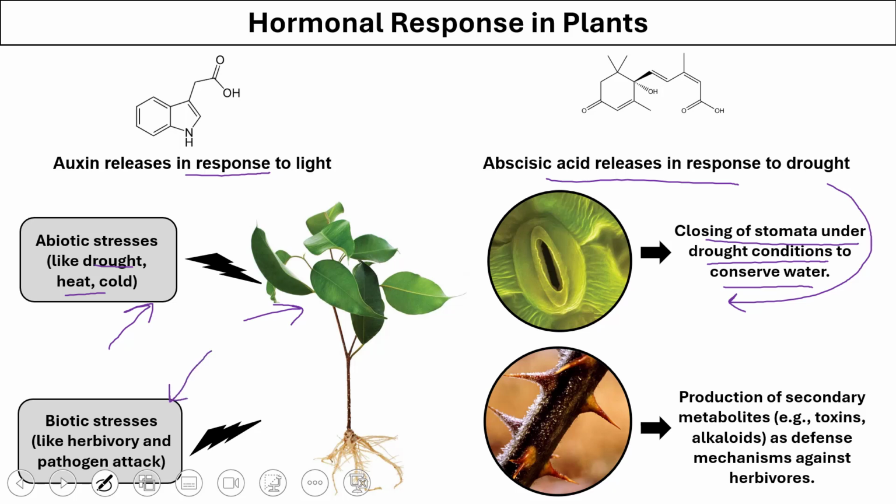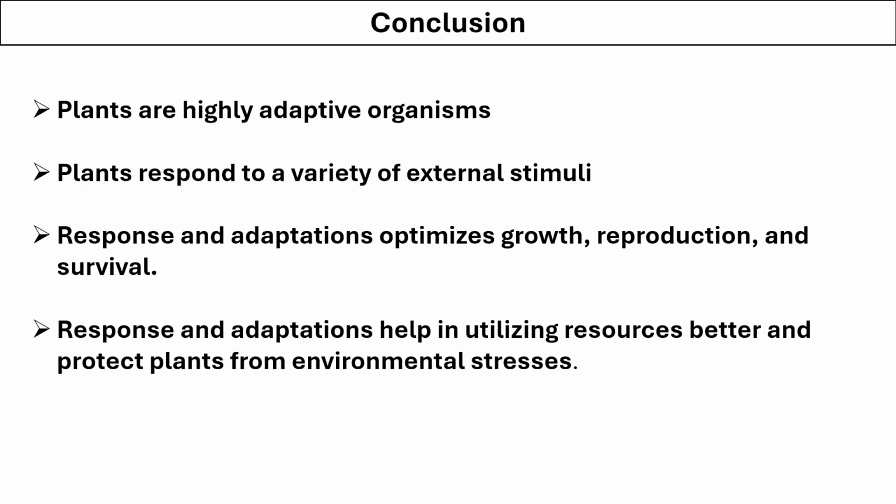Some responses are to biotic factors, such as the presence of herbivorous animals or the attack of pathogens. The plants can produce metabolites which are toxic in nature to prevent the attack of herbivorous animals or insects that try to eat the plant parts, and this response can occur under the control of hormones such as auxin. Thus, to conclude, plants are highly adaptive to their environment.